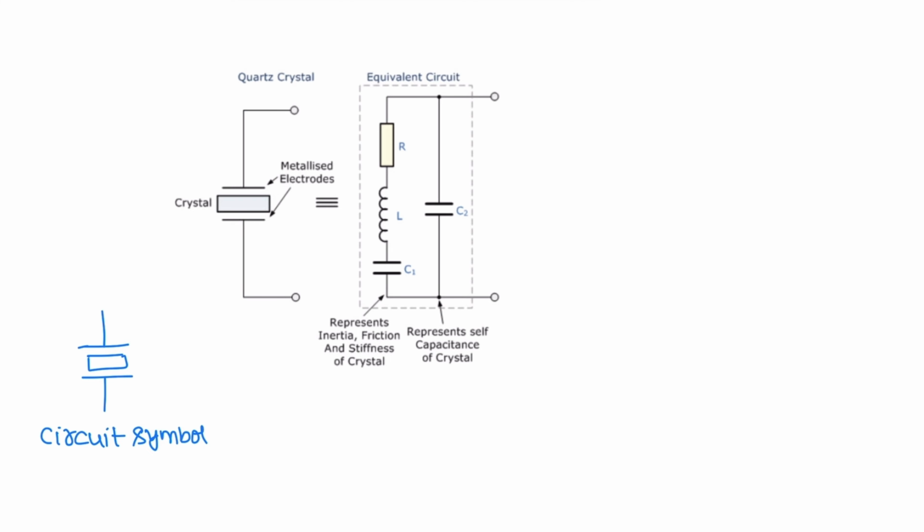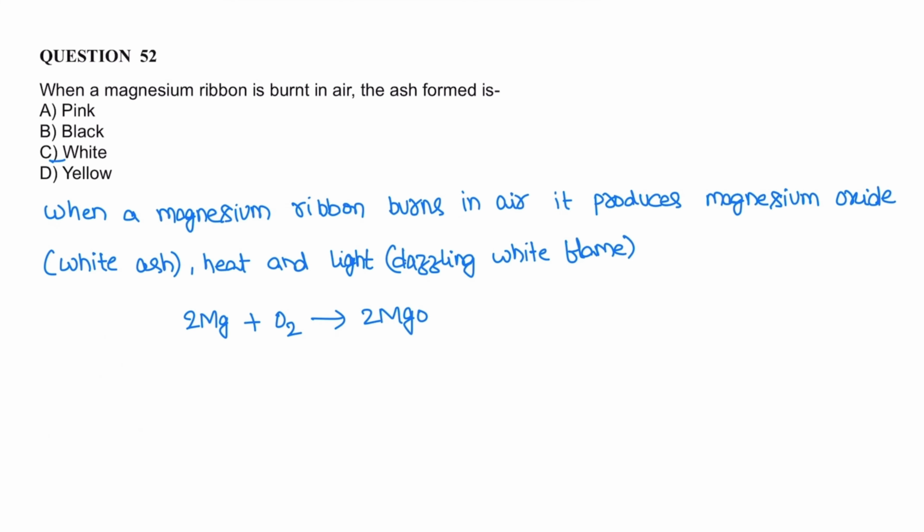Next question. When a magnesium ribbon is burnt in air, the ash formed is? When a magnesium ribbon burns in air, it produces magnesium oxide, MgO. Magnesium oxide is also called white ash. Along with white ash, heat and light are produced, so a dazzling white flame is produced. The chemical reaction is 2Mg plus O2 gives 2MgO, magnesium oxide, which is a white colored ash. Correct option is C.